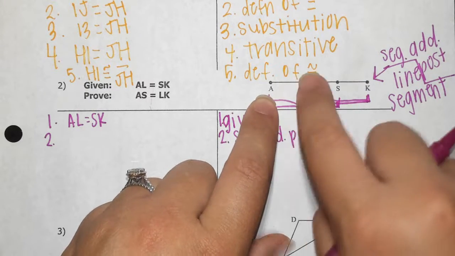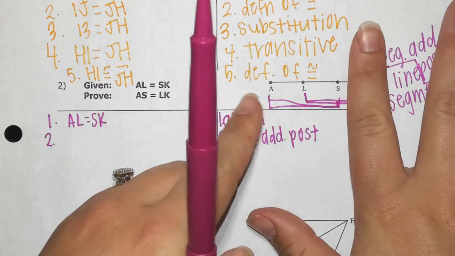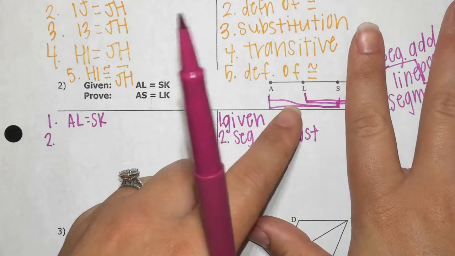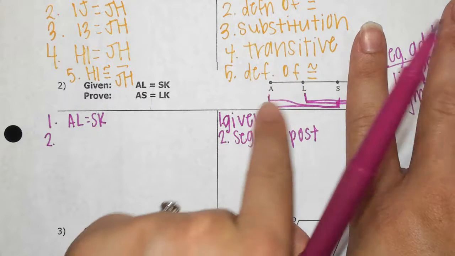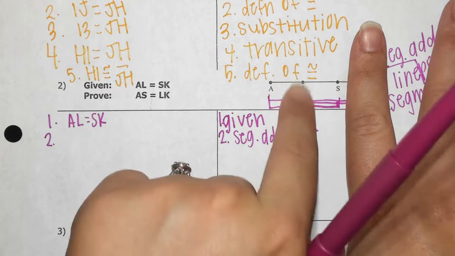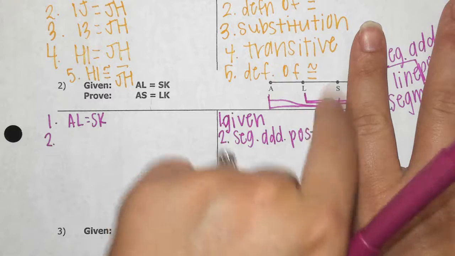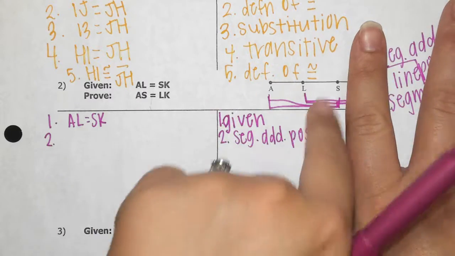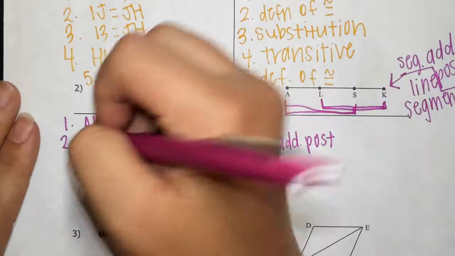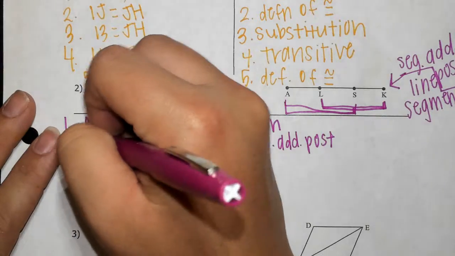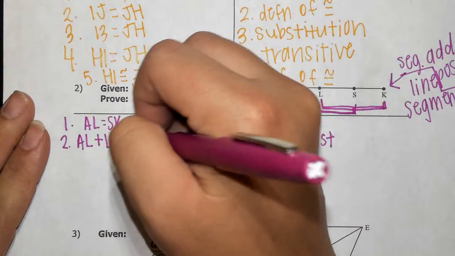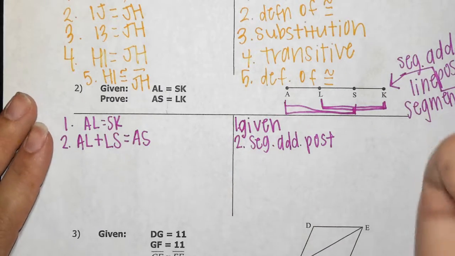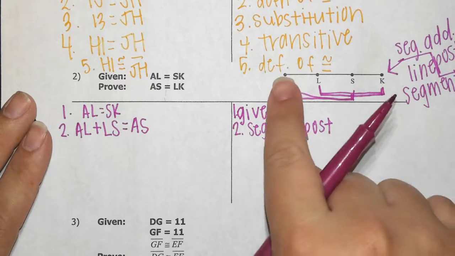Do y'all see this right here? I know Jacob's got it. But do y'all see how we could make this into segment addition postulate? AL plus what? LS equals AS. So let's write that down. AL plus LS equals AS. So we did just this piece.